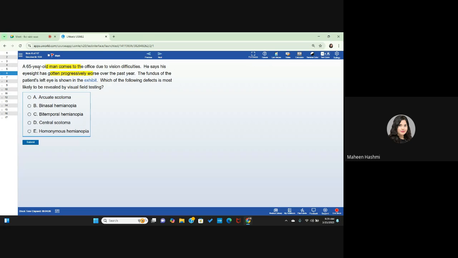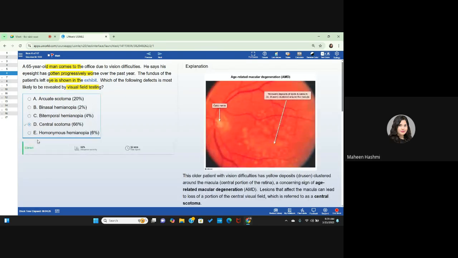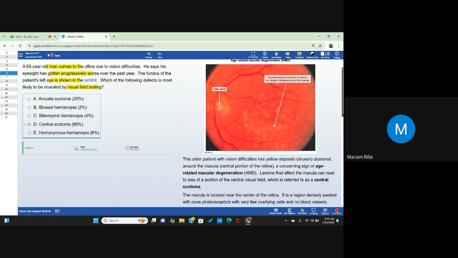A 65-year-old man comes to the office due to vision difficulties. He says his eyesight has gotten progressively worse. Fundus is shown. Which of the following defects is most likely to be revealed by visual field testing? It's going to be a central scotoma because they usually have central vision loss. Why? Because there is a central vision problem seen in macular degeneration, due to the drusen, the retinal deposits.